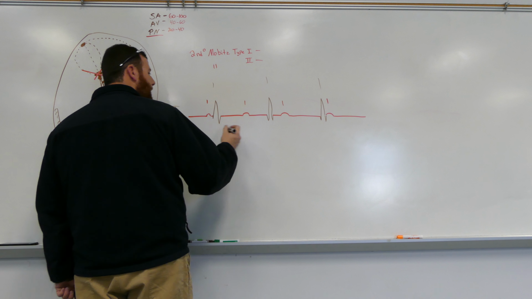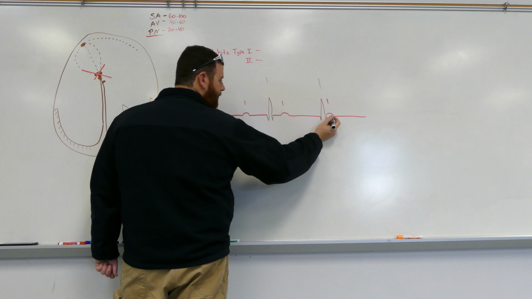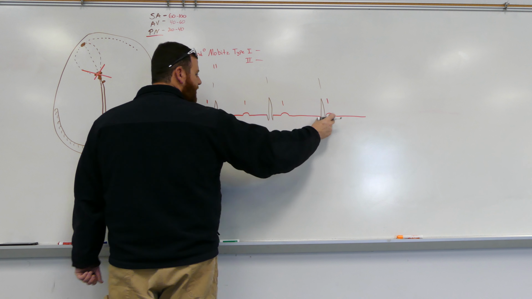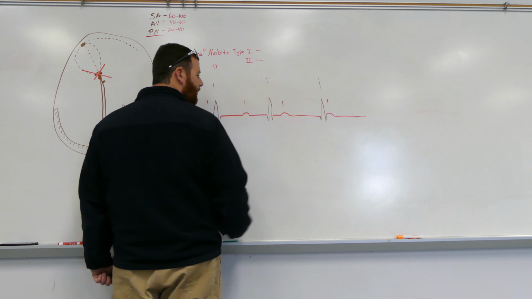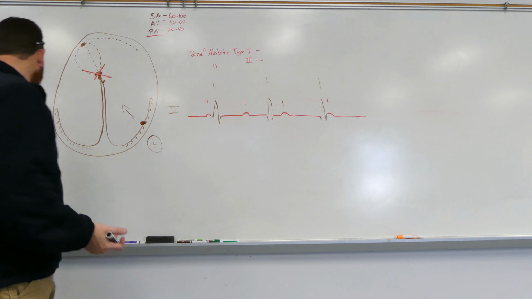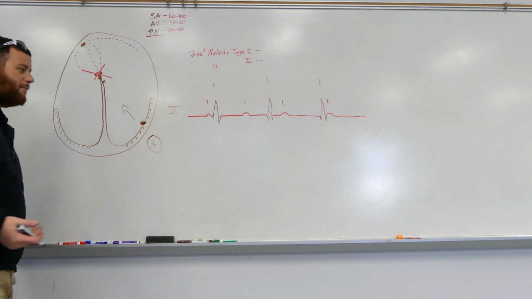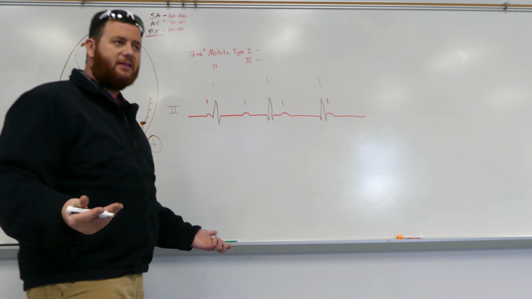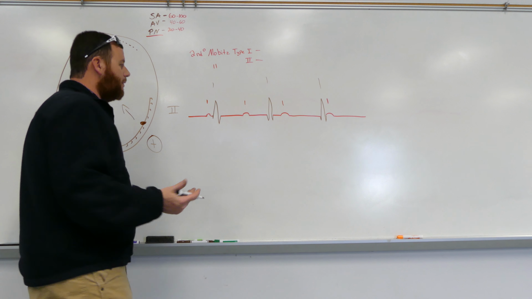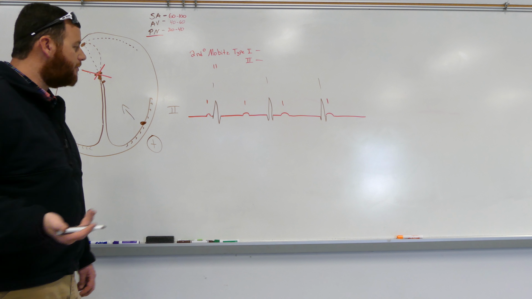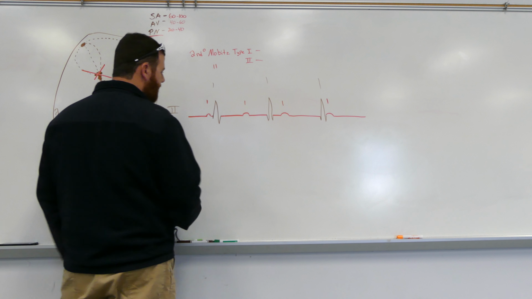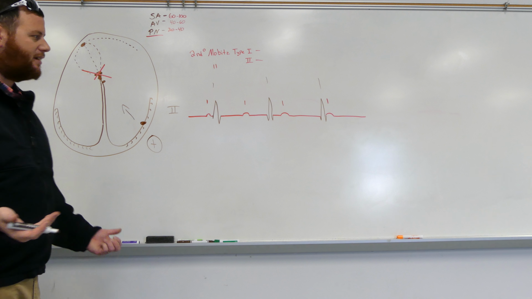It is certainly possible, and this one kind of does it here on the end, for you not to see a P wave. The P wave could be completely hidden within the complex. And the reason for that is if you have atrial depolarization and ventricular depolarization occurring at the same time, which are you going to see? You're going to see ventricular depolarization, hence why you don't see a P wave with a junctional rhythm from time to time.